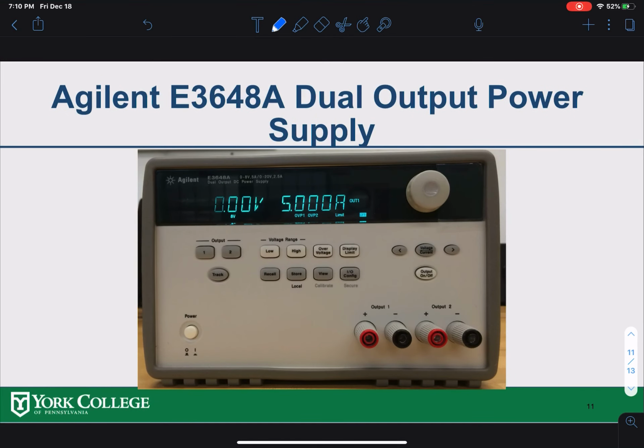This is the Agilent power supply here, and you can see that the voltage has 2-digit resolution. That means we can only measure to a hundredth of a volt, or 0.01 volts. That's the lowest we can measure here, not lower than that. For the current, we have 3-digit resolution, so we can measure up to 1 milliamp, not smaller than that.